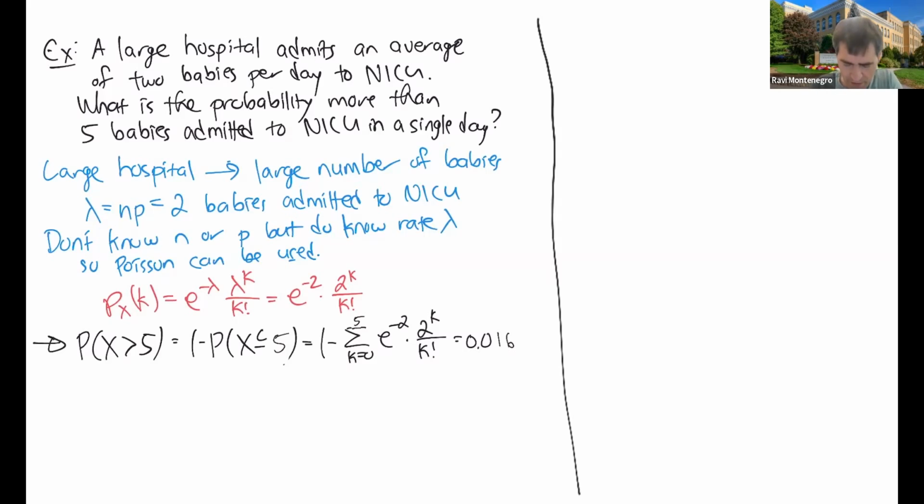Okay, so I said that I want to do a modified version of this now. So let's suppose that babies are born uniformly throughout the day, which is not true, but let's suppose that births occur uniformly throughout the day.